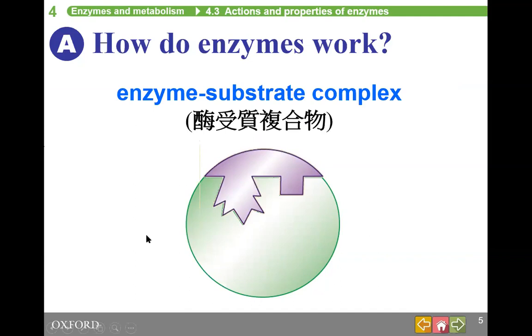Enzyme substrate complex. Okay, so please highlight this word for me or on the textbook. Enzyme substrate complex. 呢個酶受質嘅複合物。Okay, enzyme substrate complex.